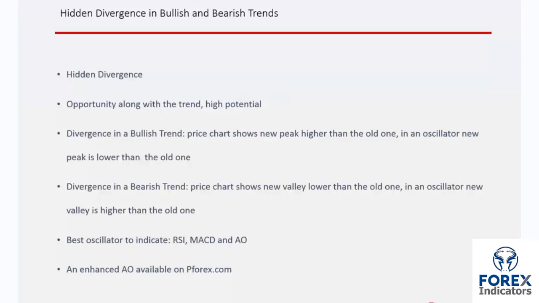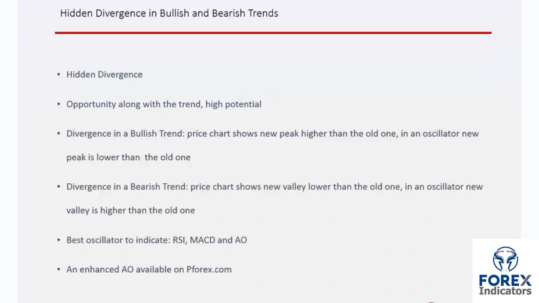Hidden divergence in a bearish trend. If a recent peak is lower than an earlier peak in a market trend, and a recent peak is higher than an earlier peak in an oscillator, then a hidden divergence on a bearish trend has formed.